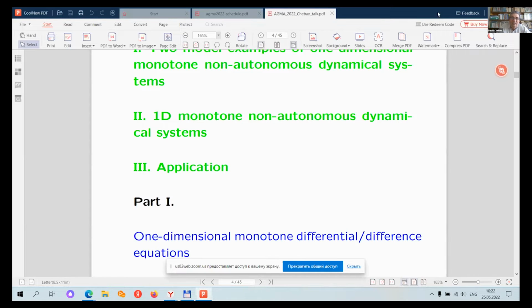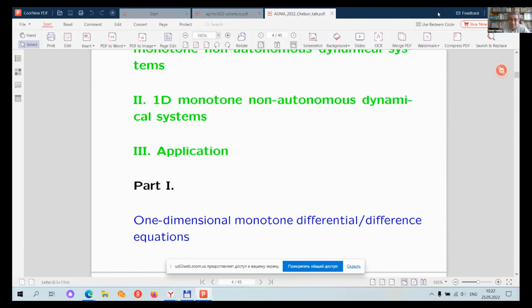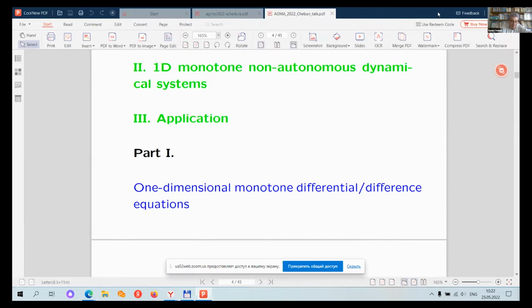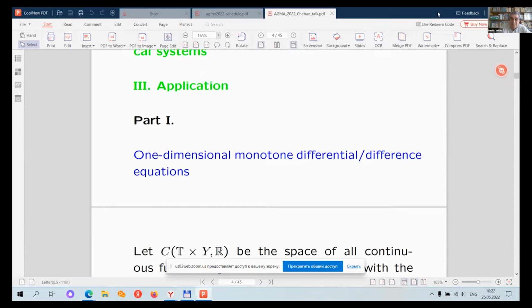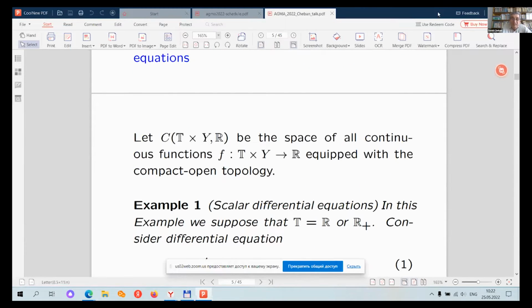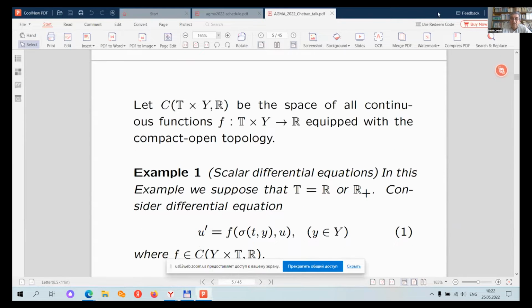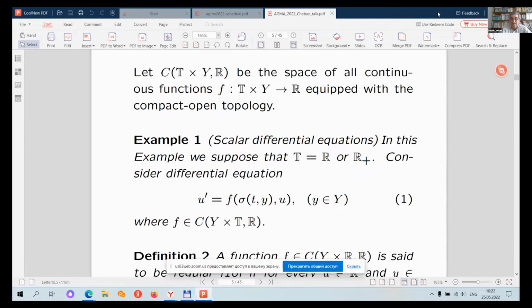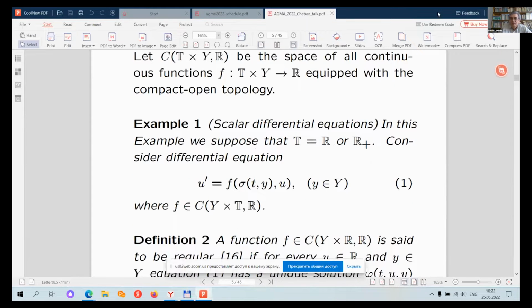Excuse me again. In the third part, I present some applications of my results to differential and difference equations, respectively. First part. In this part, I consider 2 examples. The first example is a scalar differential equation on R, on the real axis, or semi-axis.